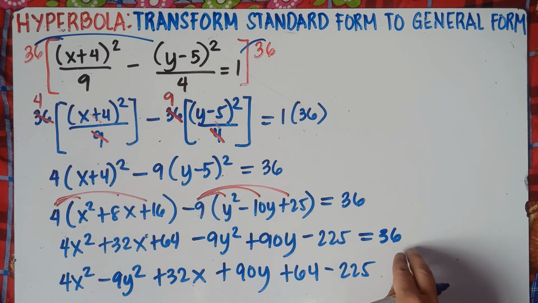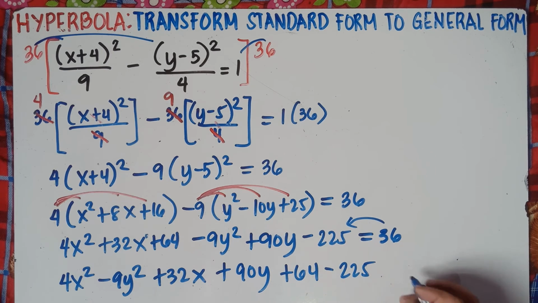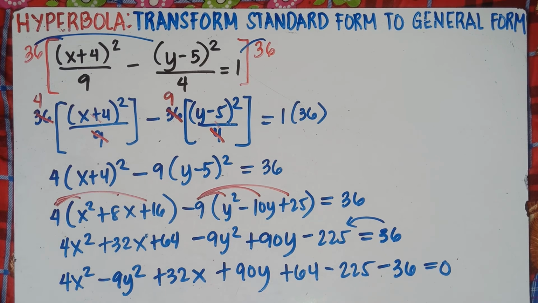Then transpose 36 from right to left. So transpose this one, this is positive, it will be negative 36, then equals 0. Alright, do we have like terms? Yep, we have like terms. We can combine the numbers.